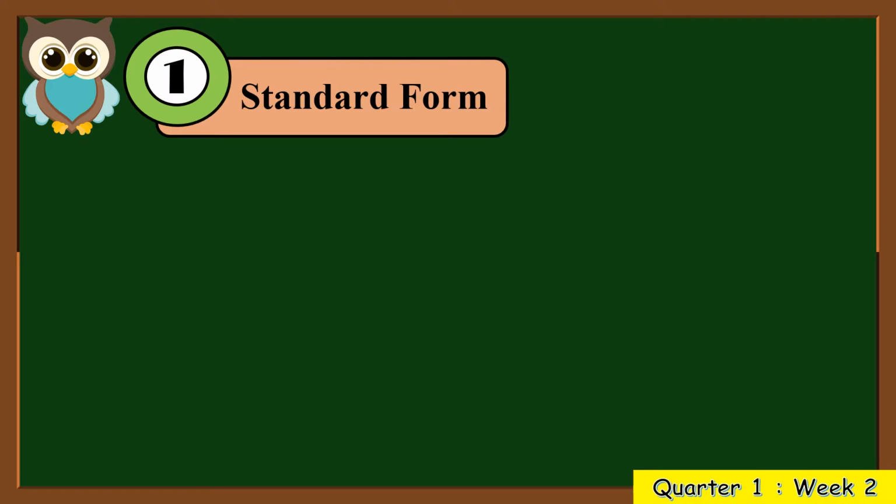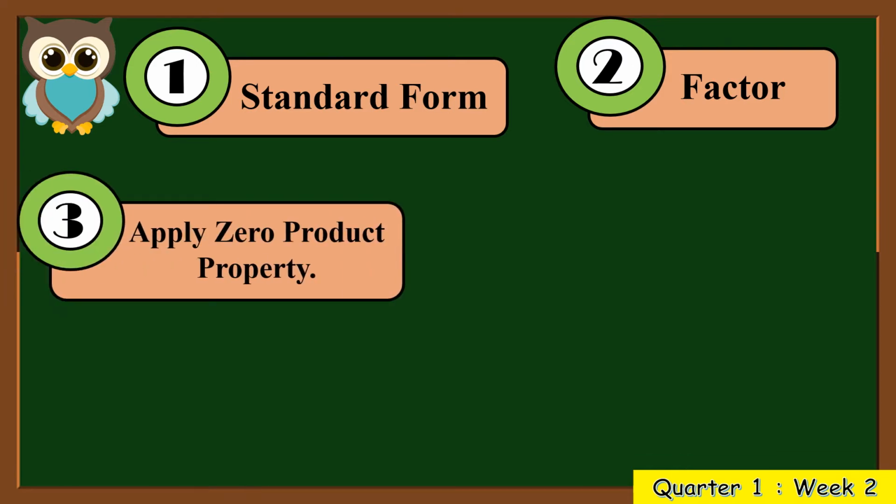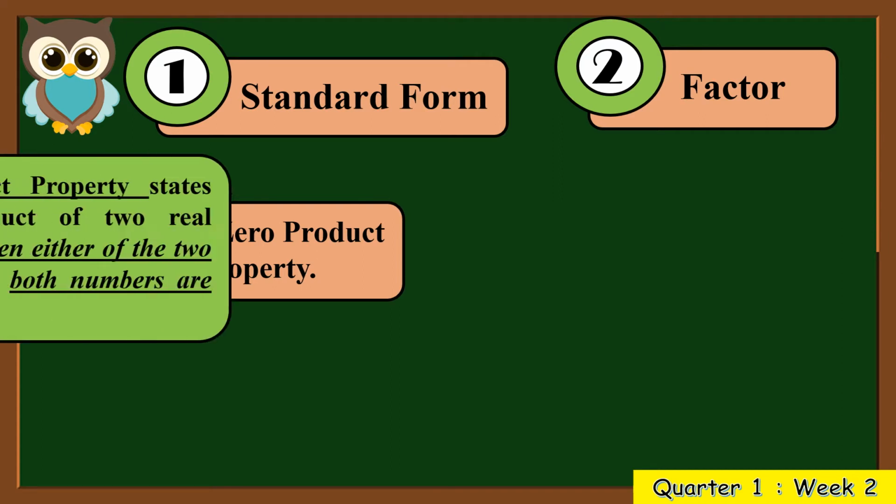First, you should look at the given quadratic equation and make sure that it is written in its standard form. And then afterwards, we may now factor our given quadratic equation. Third, we are now to apply the zero product property.